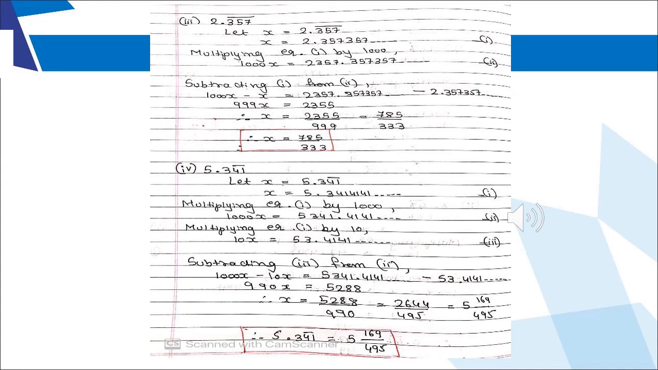And now subtract equation 3 from 2. Why 3 from 2? Because the second one is the greater equation. So we will always subtract the smaller one from the bigger one. And when you subtract it, left hand side minus left hand side, right hand side minus right hand side, you will get the answer as 5288 upon 990. And then reduce the fraction. Since it is an improper fraction, convert it into a mixed fraction.